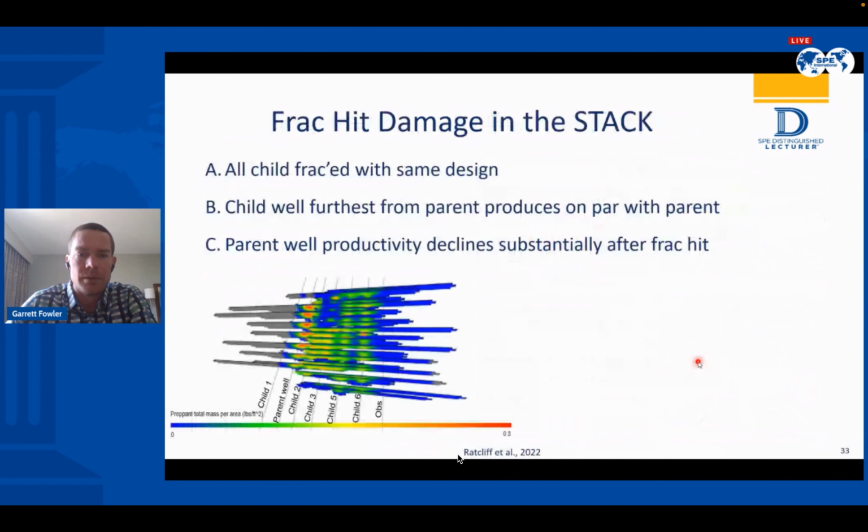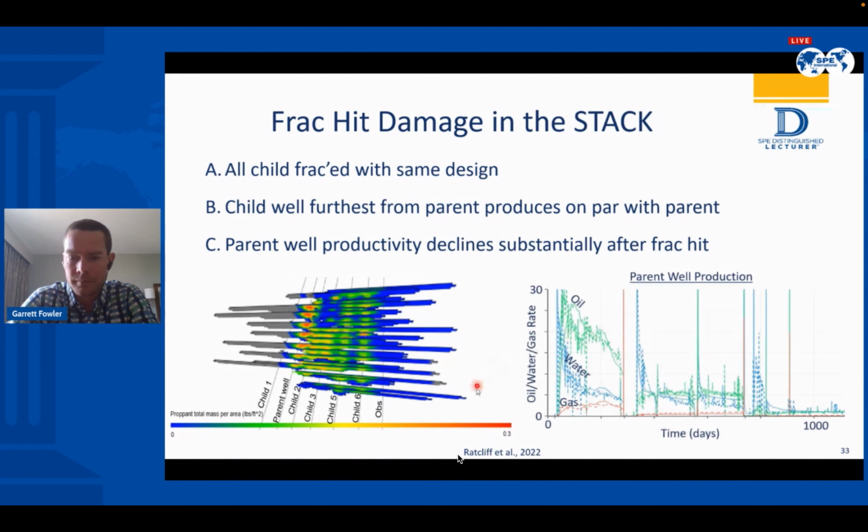And the third and final example here is on the topic of frackets and parent-child damage. This has been prevalent in the media and literature on our industry. And this comes from an example that we published with Devin, looking at the interaction of multiple wells. So we have a parent well here.